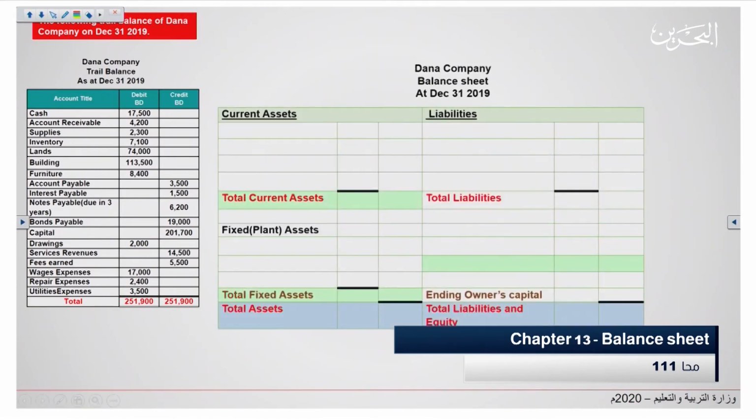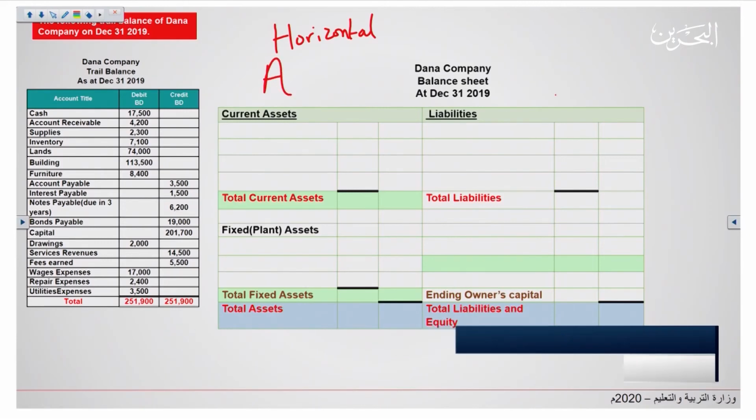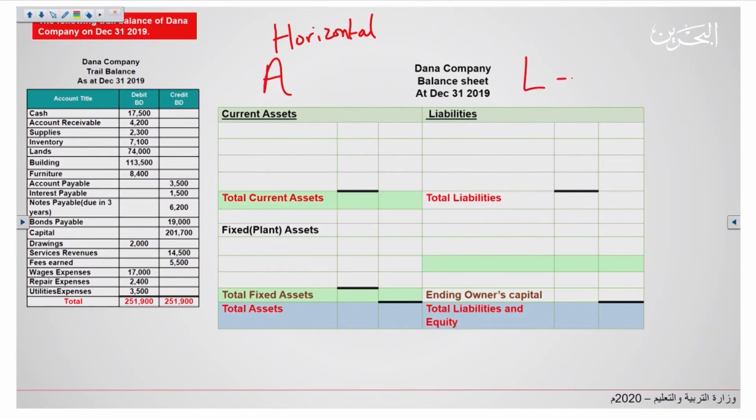As you can see, we have the balance sheet in the format of a horizontal balance sheet, because we have to start here with the assets, and at this side I will list the liabilities and owner's equity. I want to make sure that this formula is balanced.